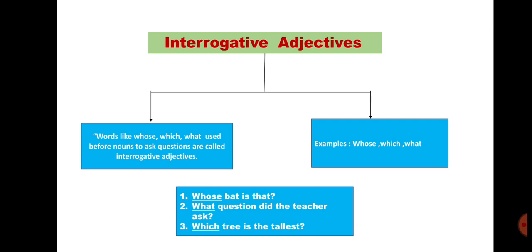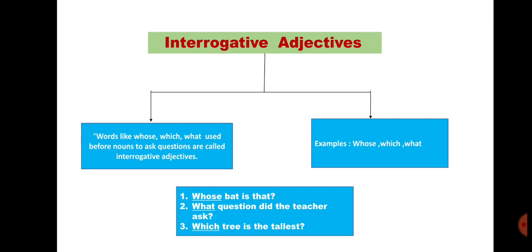Now here again the same rule, remember: demonstrative and possessive adjectives also have a noun after them. Here also interrogative adjectives have a noun after them. For example, whose bat, bat is a noun. What question, question is a noun. Which tree, tree is again a noun. These three words, whose, which, what, are interrogative adjectives.